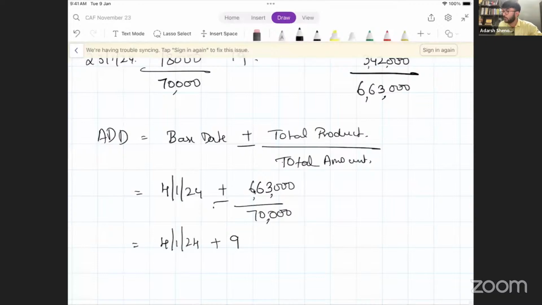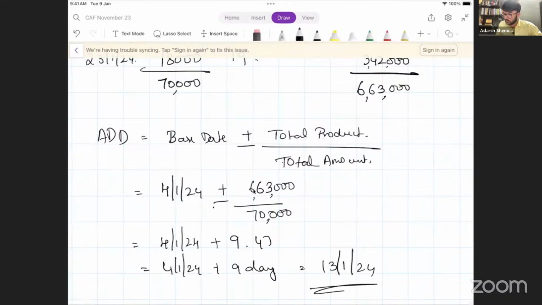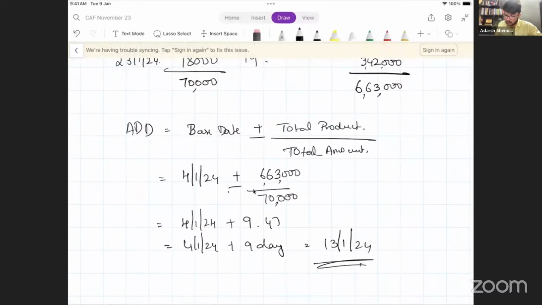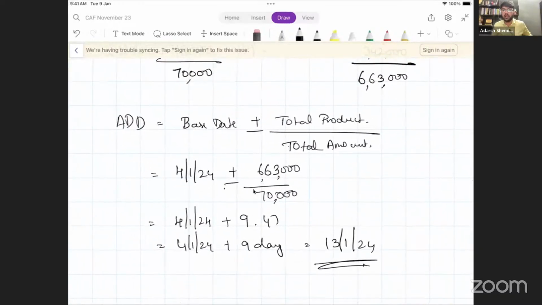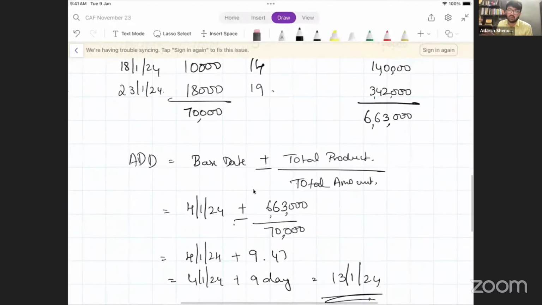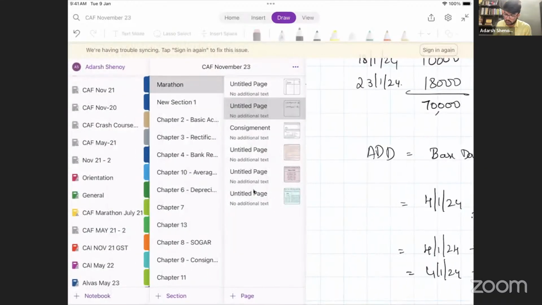You get 9.47, which is 9 days, and this will be 13th of January. This is how I calculate the average due date using our formula. That's all. Very simple concept it is. Now let's do a real problem and learn how to do it.